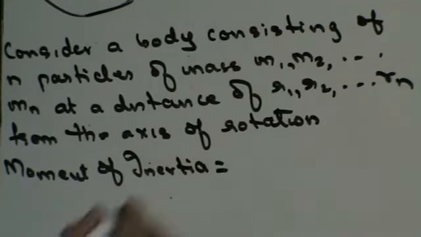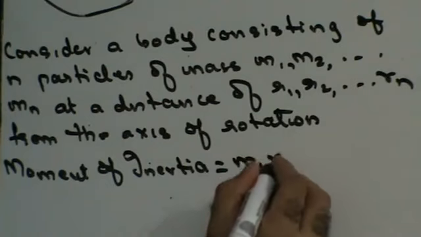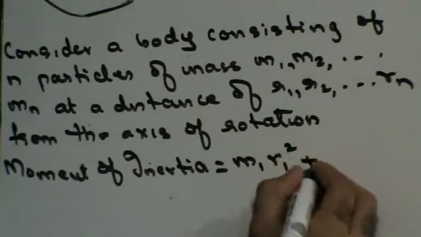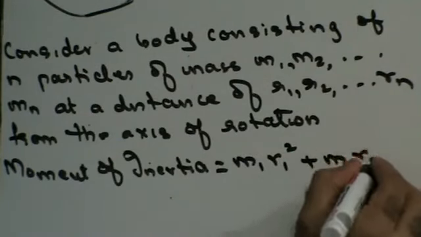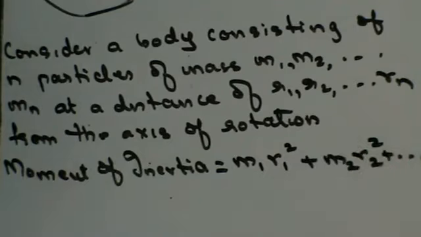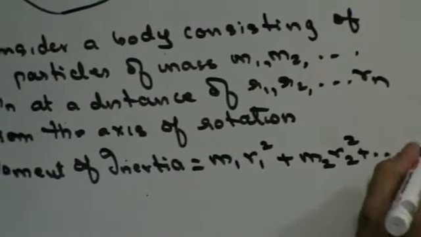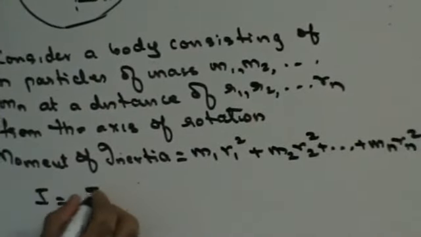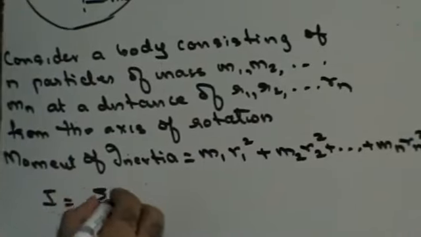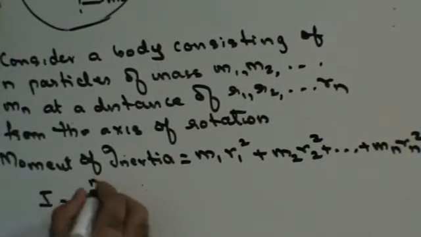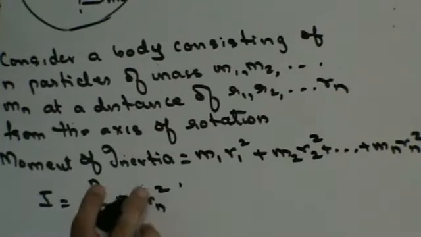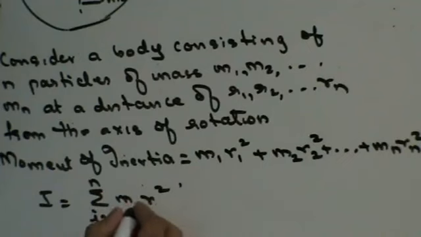is defined as the product of mass and square of the distance from the axis of rotation. The sum of the product of mass and square of the distance from axis of rotation, this is going to be plus mn rn square. So this can be written as moment of inertia I is equal to sigma i equal to 1 to n of mi ri square. That is my moment of inertia.